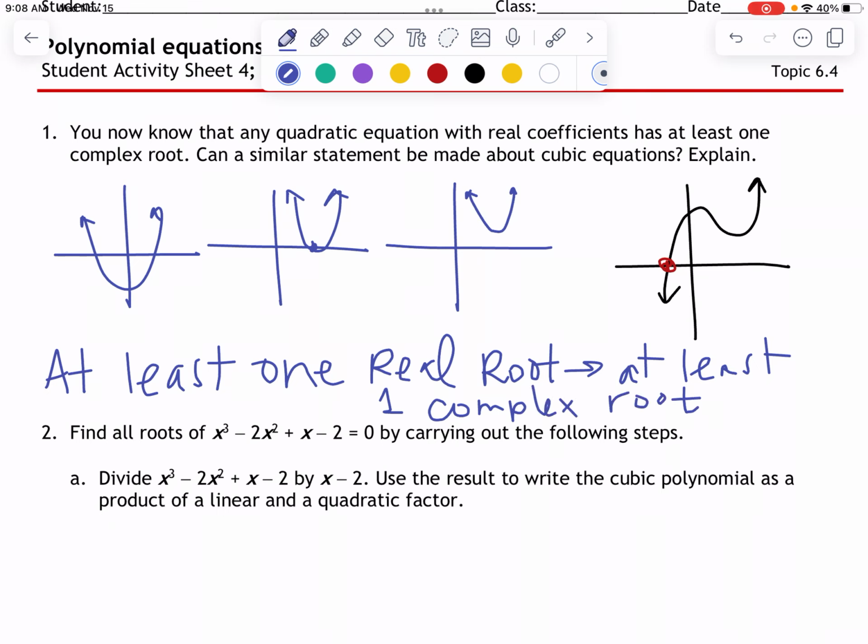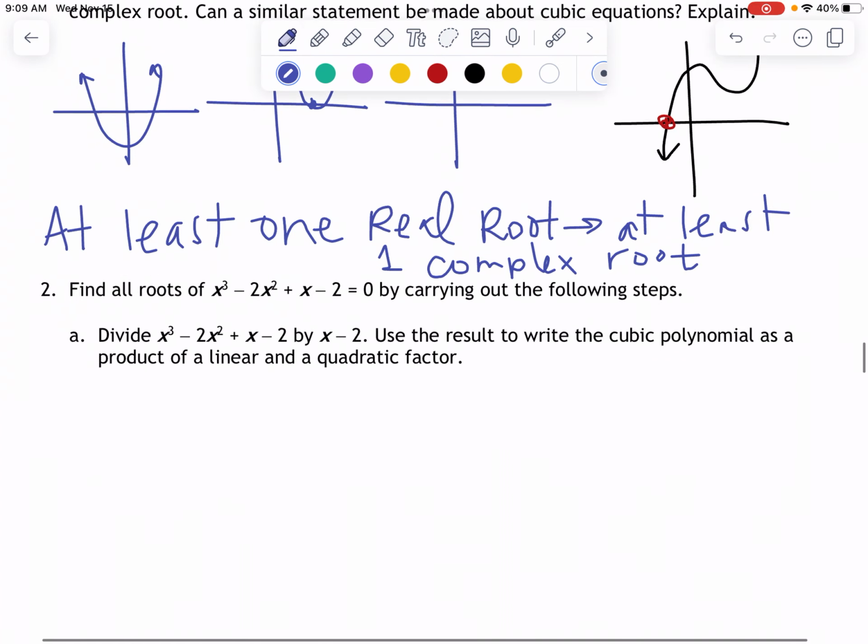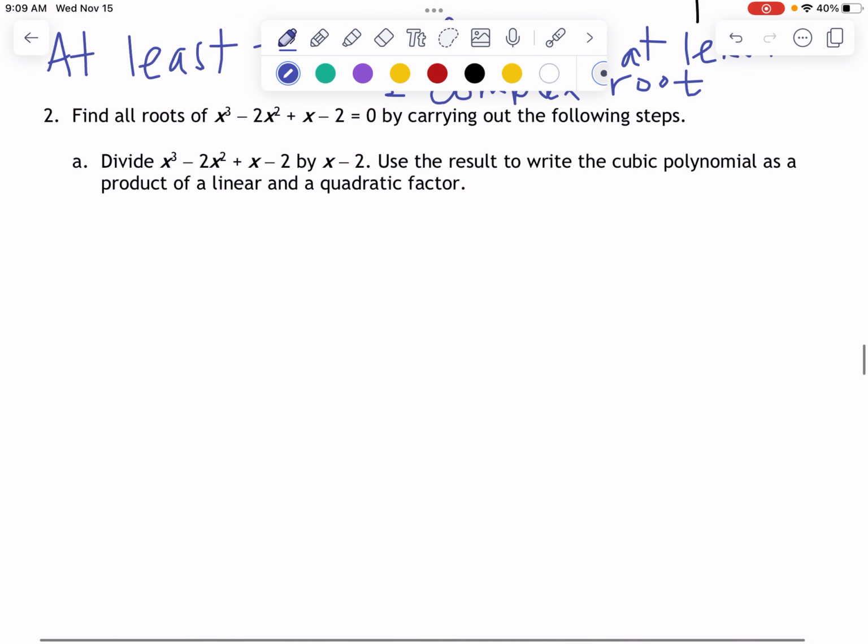All right, and we learned about that because complex numbers take into account real numbers as well as imaginary numbers, because complex numbers have the real part and the imaginary part. All right, so we're going to take a look at how we can find some roots of some cubic equations. And the way we're going to do this first one is with division. Okay, so we're going to divide, and we're going to divide this using long division.